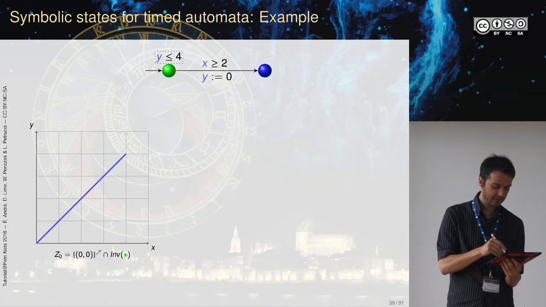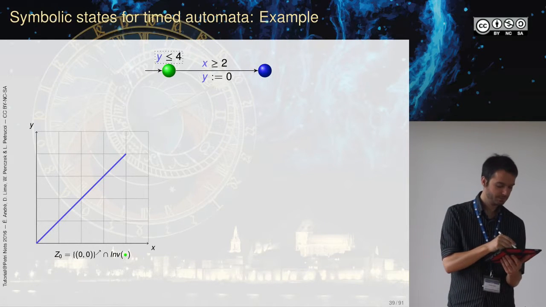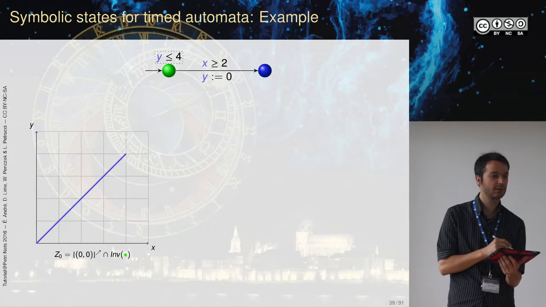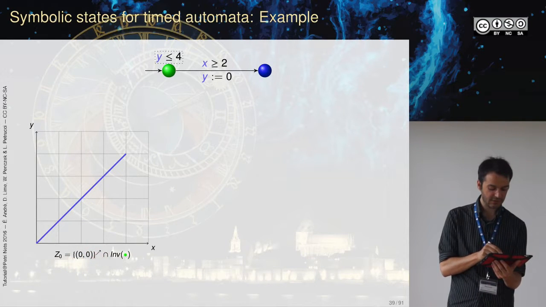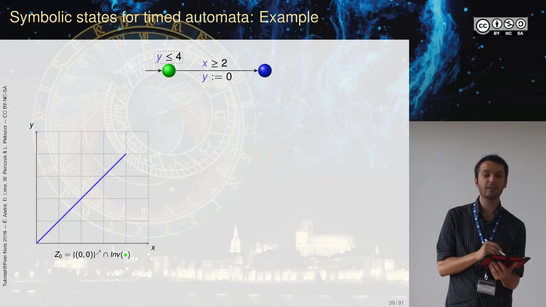So this is the value of x, this is the value of y, and then I will do elapsing. Both clocks evolve at the same rate, but they stop here. They stop at x = y and x ≤ 4. So this is the symbolic representation of all possible values of clocks in the initial state. And it can be written as the initial value of the clocks, time elapsing, intersected with the invariant of the green location.